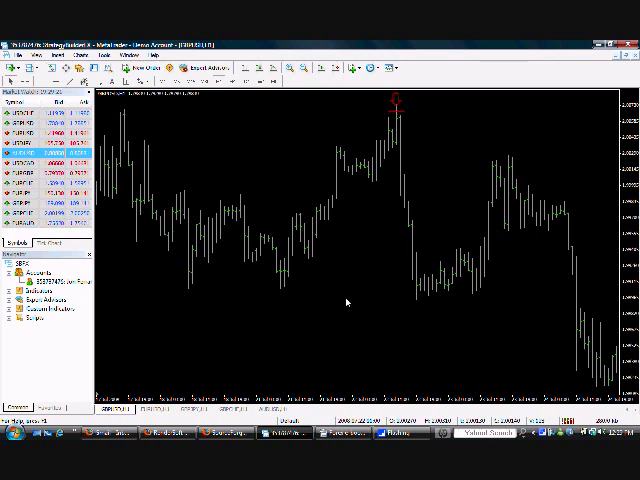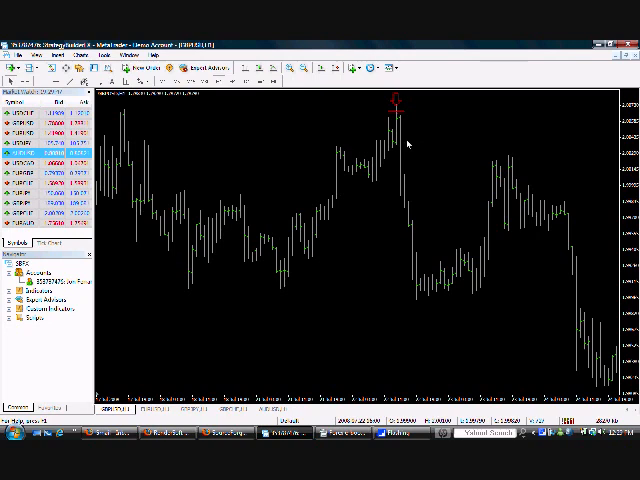Okay, so let's start digging into this here. What do we have? We have a nice 1, 2, 3 sell pattern here, as you can see. This is bar number 1. This is bar number 2. This is bar number 3. So we have our 1, 2, 3 sell. Let's dissect this. Let's show why it's a 1, 2, 3 sell pattern.